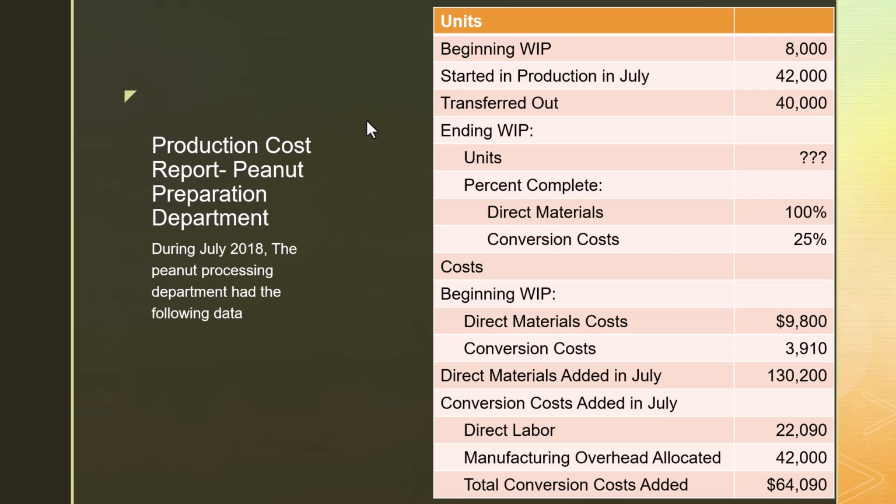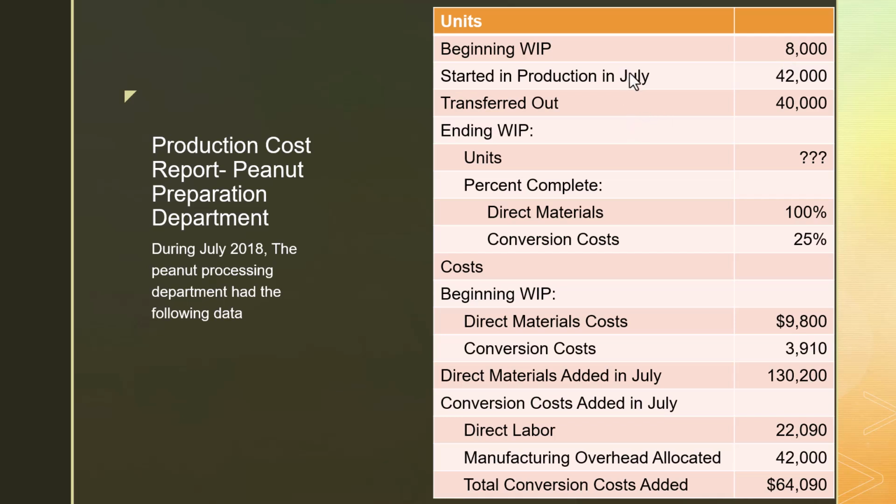Now it's time to make the PCR for the peanut preparation department. And to do so, you're going to need information about the physical flow of actual units that came through inventory. So for this department, we realized that they had enough peanuts that they were working on at the beginning of the period to make 8,000 cases of peanut butter.